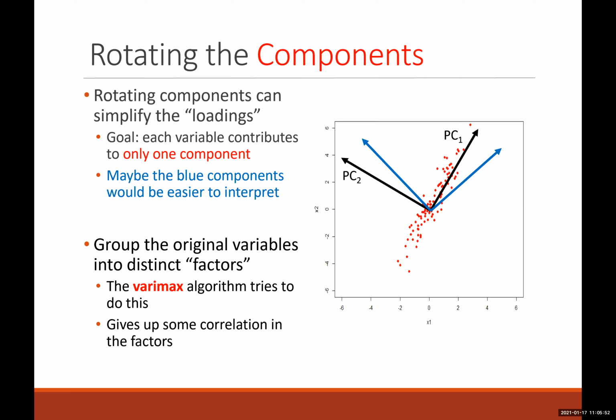So, rotating components. What we'll notice from the next slide is that there are a lot of different types of rotations out there. The most common rotation is the Varimax rotation. That rotation assumes that your components are independent, or perpendicularly related, to each other. So in Varimax rotation, we assume that the components are independent of each other. And that may be true or it may not be true.